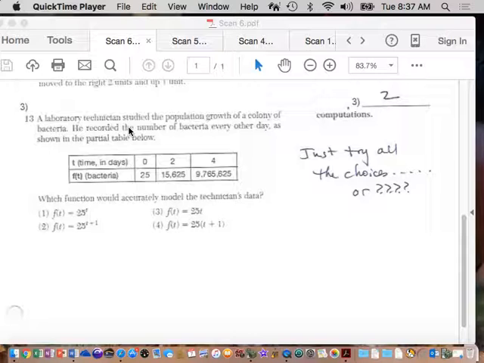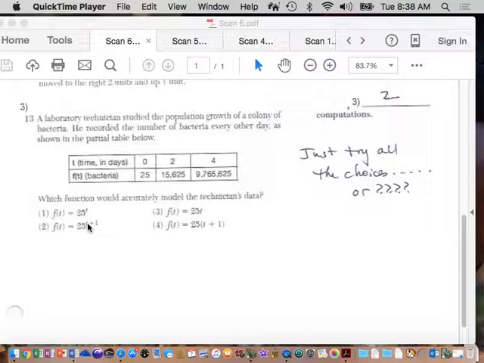Yes? For that one, what numbers do we plug in for the T? You plug in 0, and then do 25 to the 0. What's 25 to the 0? What's anything to the 0, guys? 1, good. Obviously that doesn't work. Now let's plug in this one. Plug in a 0. What's 0 plus 1?